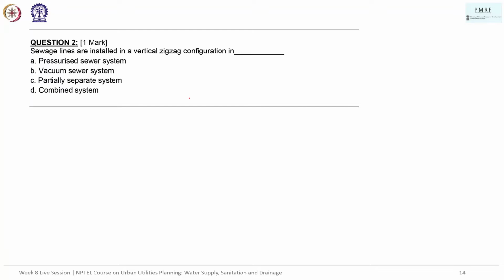It's a pressurized sewer system. Okay. We have one option. Anybody else? Confused in pressurized and vacuum. Let's see. So the answer is actually B.